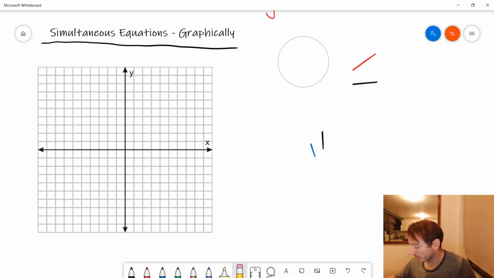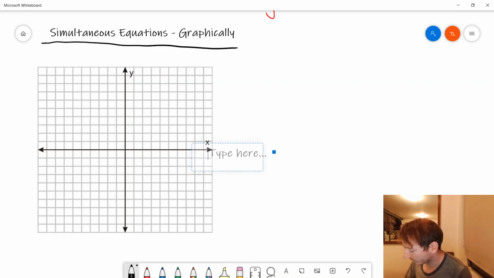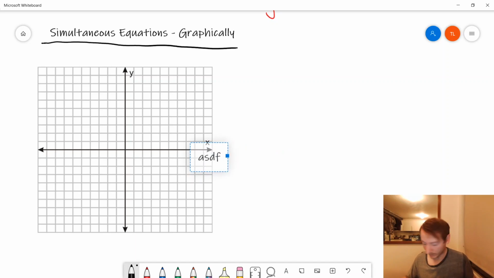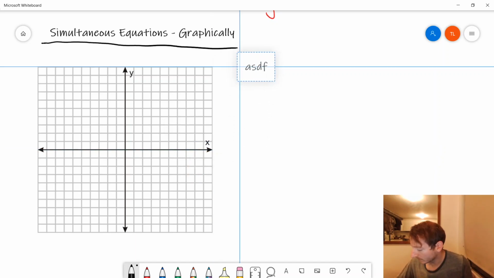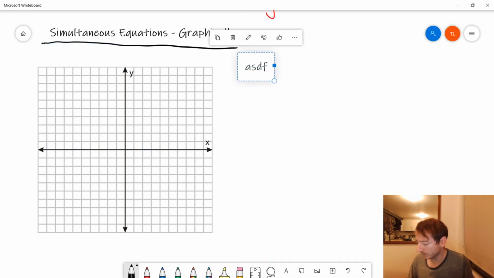Alright, so I've got my Cartesian plane. I'll just write that out, and we're ready to have a go. So, simultaneous equations. Let's write some notes real quick. Just make sure you write in the box before I can move it. Finally learned that, which is saving me some time.